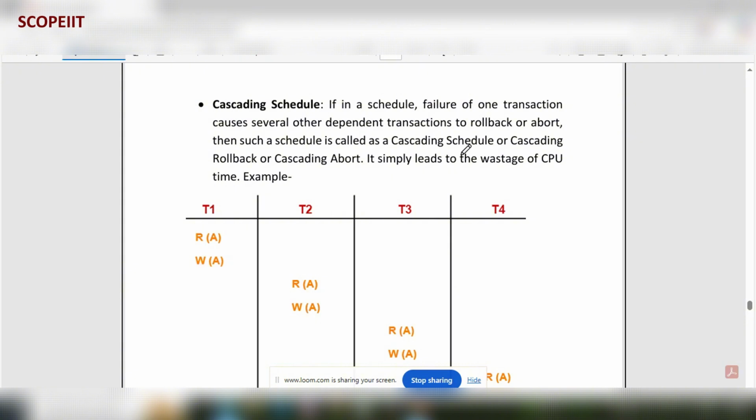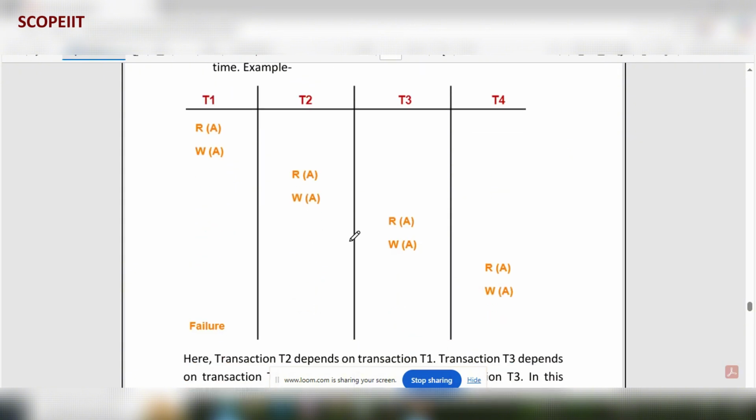Let us understand with one example. See here, transaction T1 does read A, write A, then transaction T2 is reading the same data, then transaction T3 and transaction T4. Now here you can see transaction T2 is dependent on T1, and transaction T3 is also dependent on T2. Now if any problem arises in transaction T1, then what will happen? All these transactions will get aborted, or you can say all these transactions will get affected. So this is nothing but known as a cascading schedule.